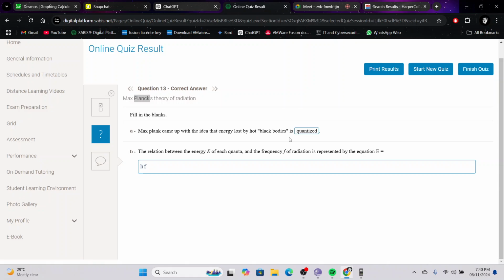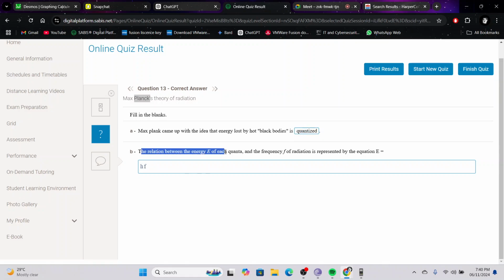Essentially, what quanta is, I told you, it's packets of light. Now, black bodies absorb the most light and they also radiate the most light, as you'll see in a later question. So the energy lost by it is light, essentially. So that's why we label it quantized.